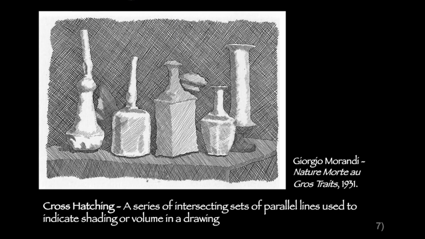So as we go through and take a look at how we can depict value, let's also take a look at some of the terms related to the methods that we're going to be using. So one of those is cross-hatching, and this is a series of intersecting sets of parallel lines used to indicate shading or volume in a drawing. So value can be developed in a drawing in multiple ways, like I was mentioning. So this is one way that you might decide to depict value.